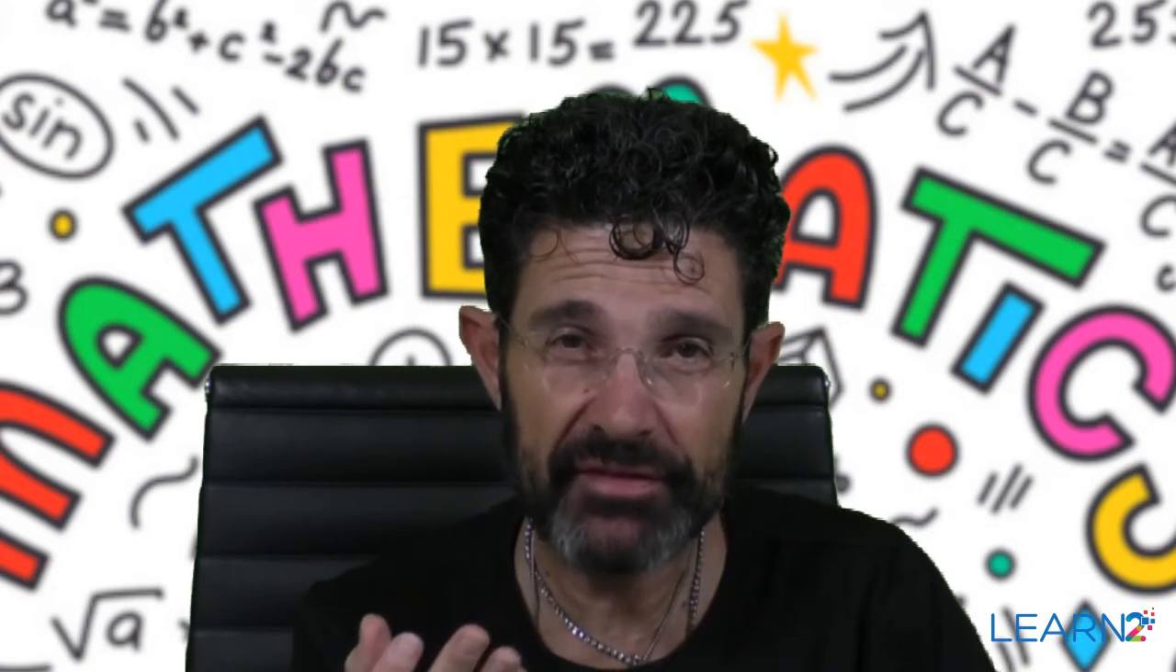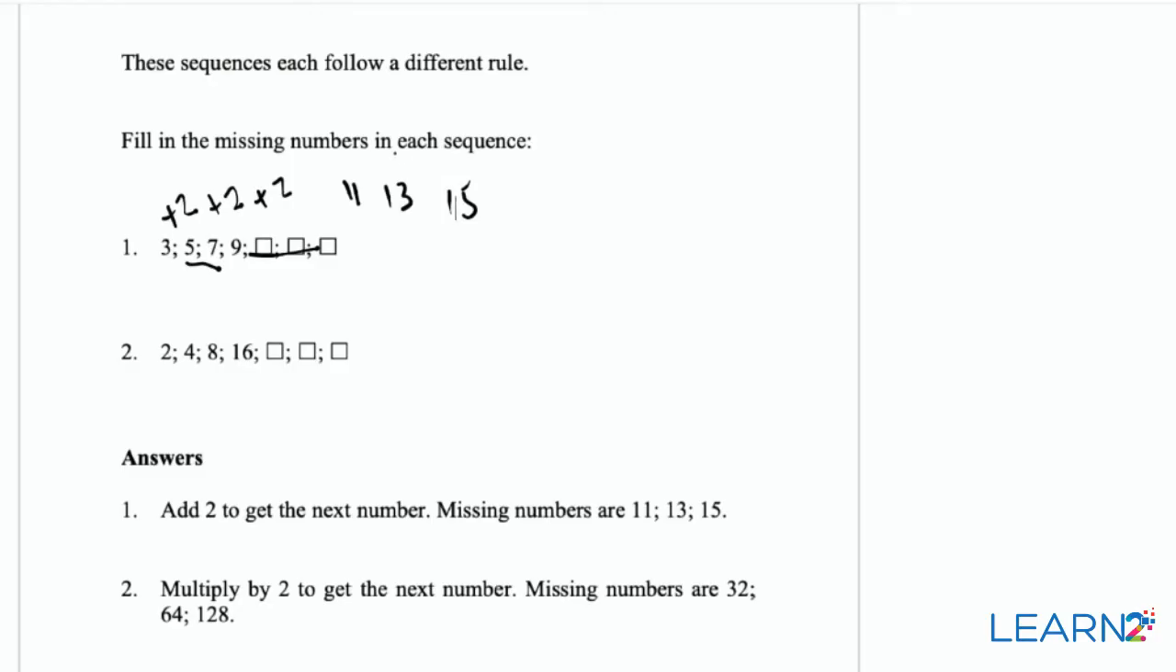Let's see if we can figure out the next one. So if we look at the next one, it says 2, 4, 8, 16. Now, you can see we're not adding numbers, because to go from 2 to 4, we add 2, and 4 to 8, we're adding 4. So that's not the pattern. But what happens if we multiply 2 by 2? We get 4. And if we multiply 4 by 2, we get 8. And if we multiply 8 by 2, we get 16. So the rule or pattern for this one is we keep multiplying by 2.